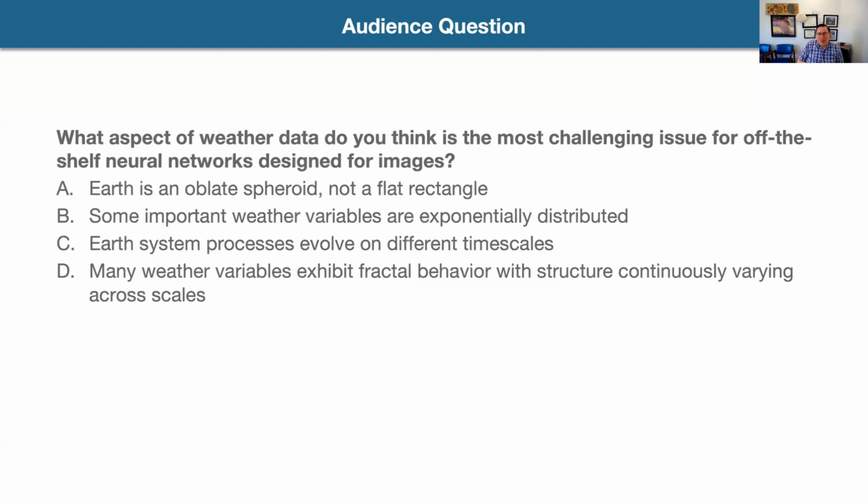B is also a problem we run into to some extent with things like precip and wind speed and other variables that are positive definite and exponentially distributed. But we're finding some ways to address this issue, whether it be transforming the data into a more Gaussian distribution or bigger ensembles to sample the tails better. So I think it's definitely a challenge, but one that's easier to overcome.